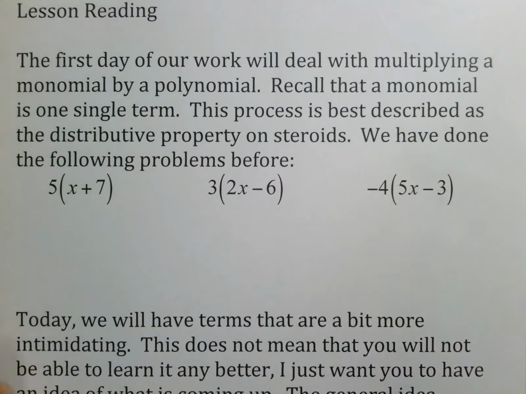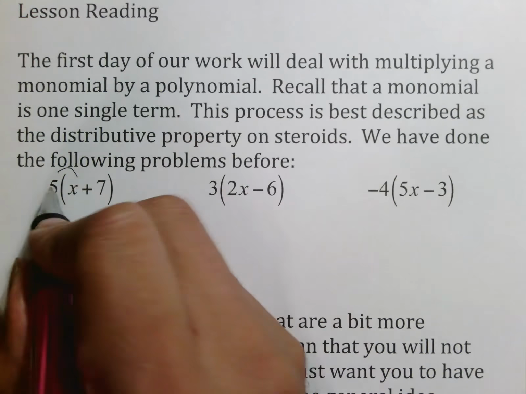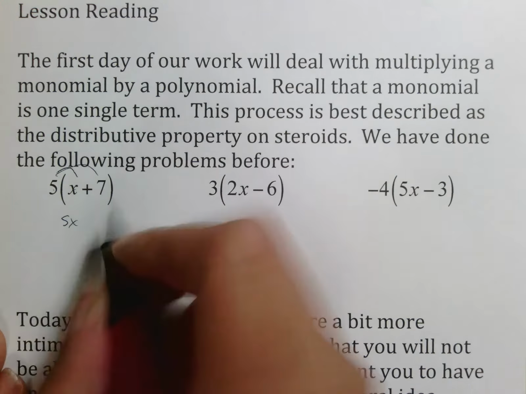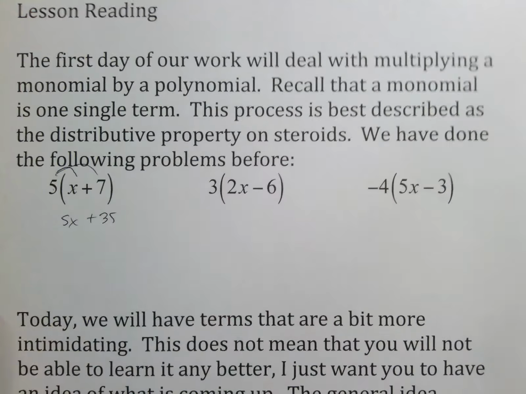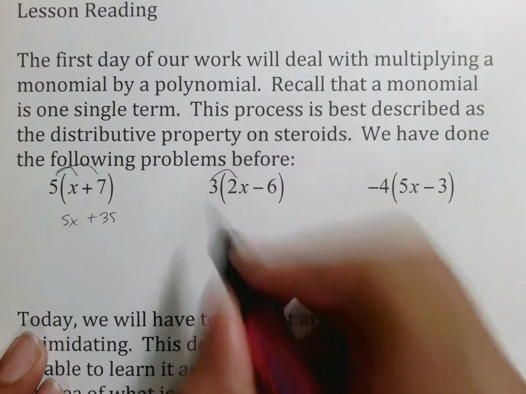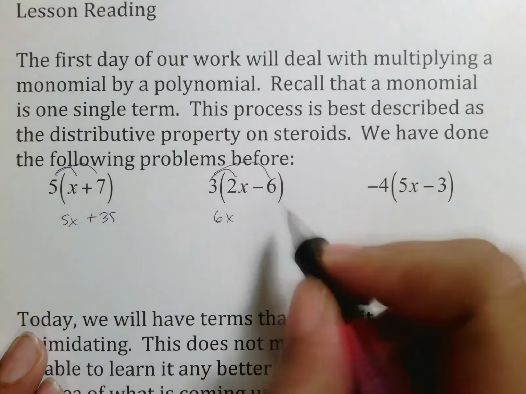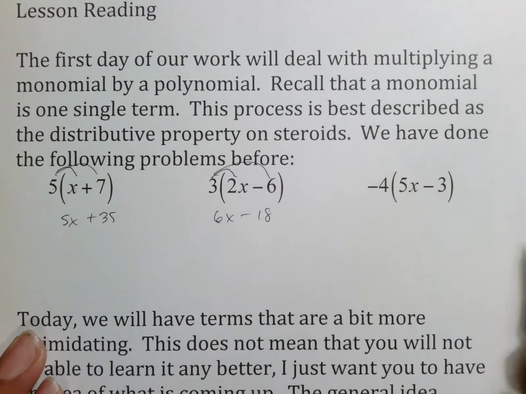We have done the following problems before. This is the one where you say to yourself 5 times x is 5x. 5 times 7 is 35. That's how good we got at it, to where we could just kind of multiply it straight out. Same thing here. 3 times 2x is 6x. Minus 3 times 6 is 18.